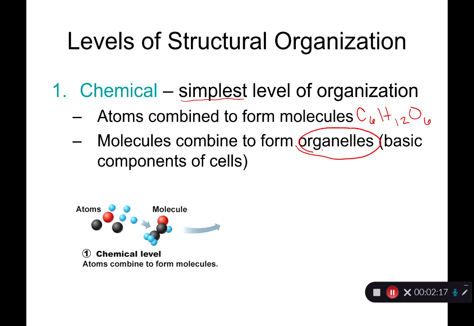We have to have mitochondria, we have to have DNA inside a nucleus, we have ribosomes, we have a Golgi apparatus. So all of these macromolecules are creating these organelles, these components of our cells. Okay, so here's our chemical level. Now this level is not living, right? Glucose up here, this is not living. Water, H2O, that's not living. So the chemical level is not a living level. It's just the smallest or simplest level. This is where we're going to start.